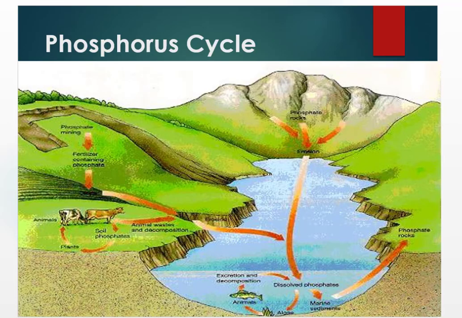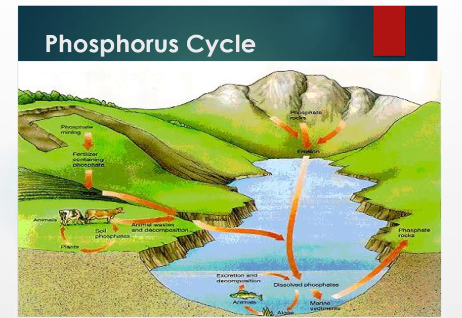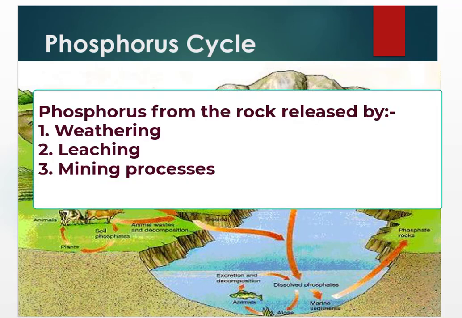In this lesson, we are going to study the phosphorus cycle in an ecosystem. The phosphorus cycle is one of the biogeochemical cycles that describes the movement of phosphorus through the lithosphere, hydrosphere, and biosphere. Much of the phosphorus on Earth is tied up in rocks and sedimentary deposits. So this phosphorus is released by weathering, leaching, and mining processes.